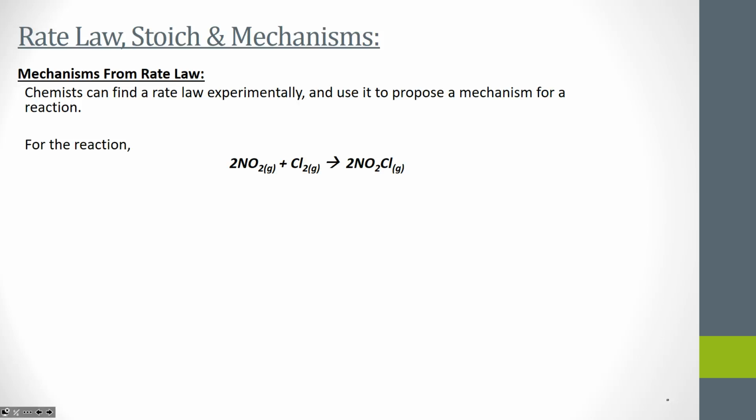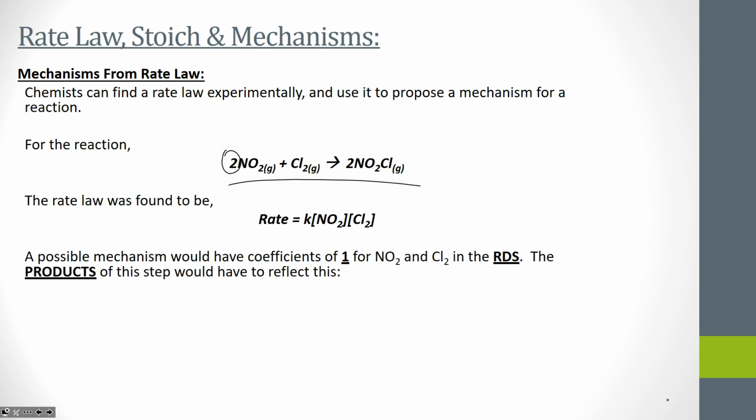We know that it's likely not to occur in one step. We want to figure out what those steps might be. So we're going to do our data, our trials, and all this stuff, and we're going to figure out our rate law. And we get this as our rate law. When I see this, I know right away that this reaction is not one step, because that is not the order of NO2. NO2 is actually only first order. So there must be more than one step in this mechanism.